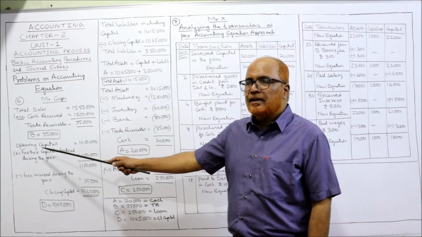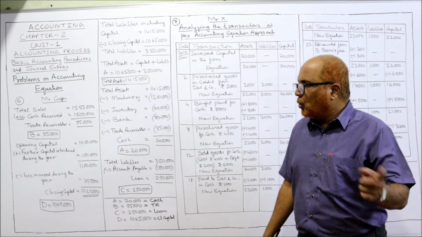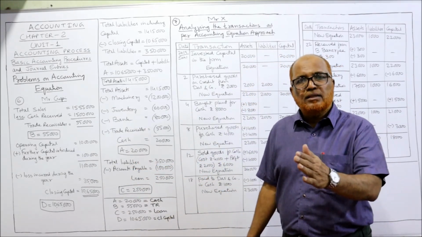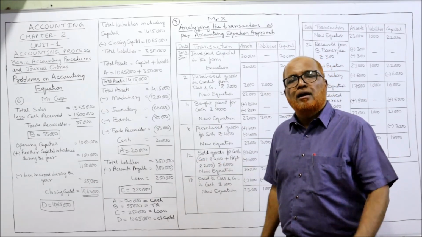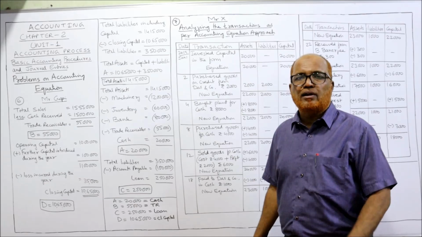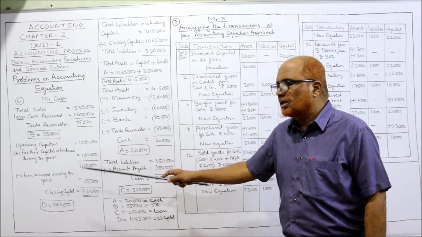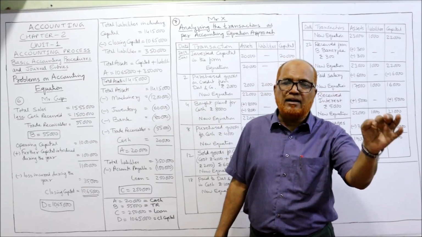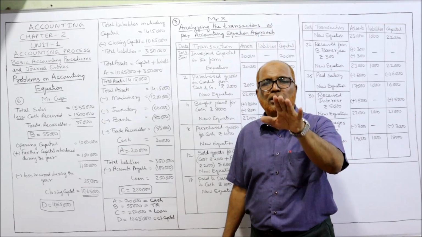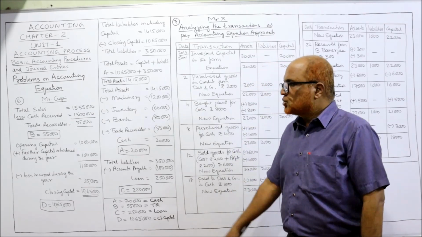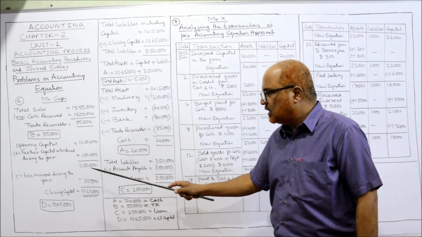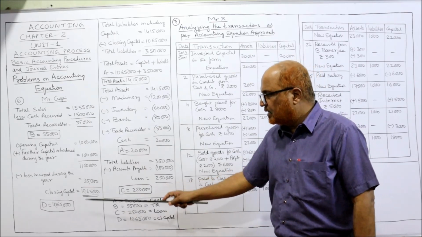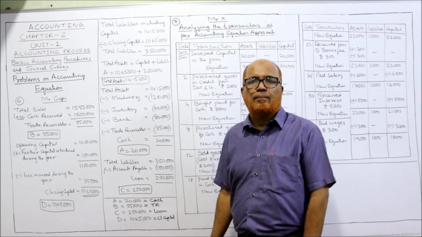That's it. Now opening capital is given in the problem, 10 lakh. To opening capital we add further capital introduced during the year. So at the beginning of the year the capital was 10 lakh. During the year more capital was introduced by the owner, 1 lakh. So total capital is 11 lakh. And remember, if there is a profit, the profit will be added to capital. If there is a loss, the loss will be deducted from capital. So here it is given loss incurred during the year 35,000. So deduct 35,000. So 11 lakh minus 35,000, you will get 10 lakh 65,000. This is the closing capital.